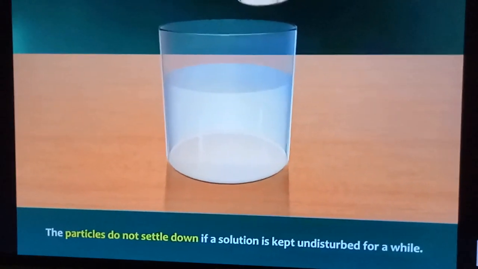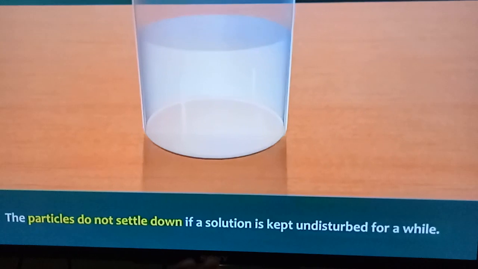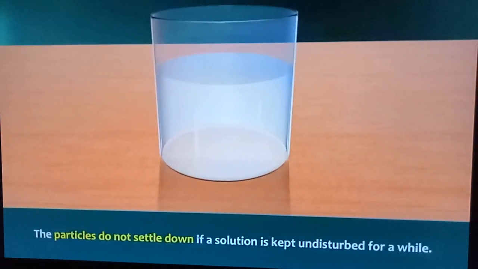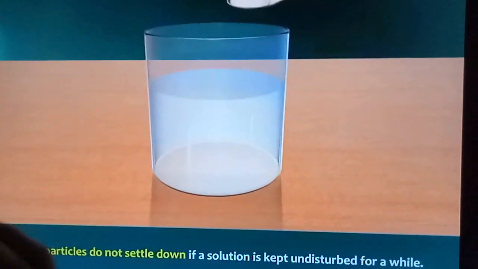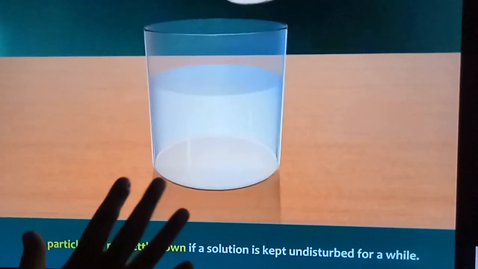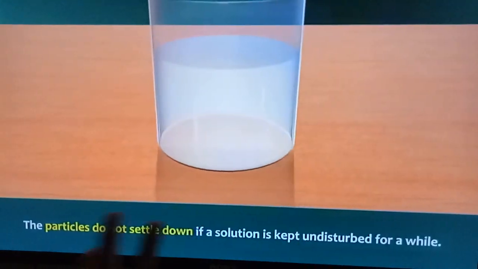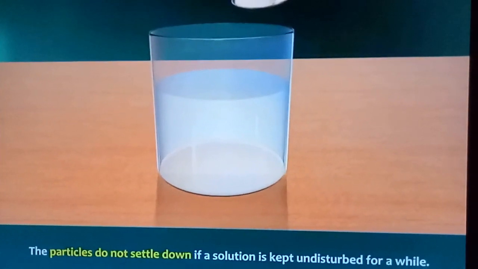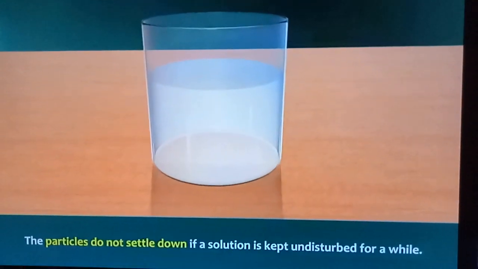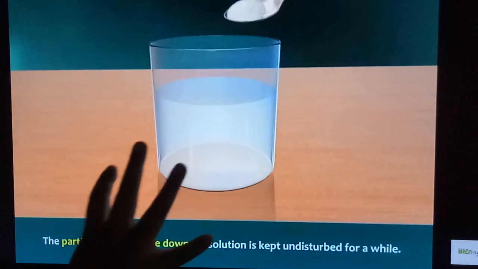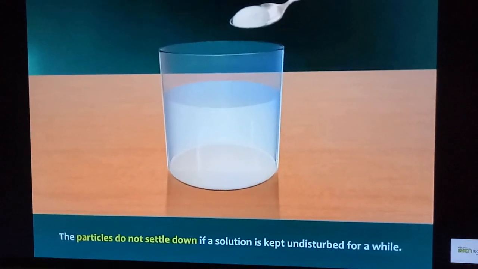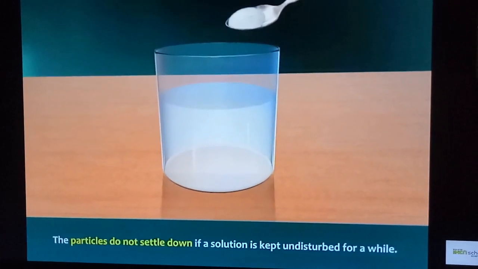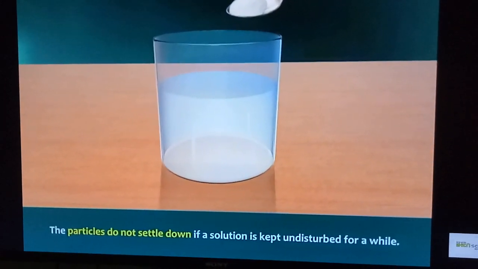Why do we call it stable here? Because the particles are not settling down. That's why true solutions are said to be stable. All the particles are so small that they easily get dissolved and uniformly distributed in the whole solvent. They have intercellular spaces, and these particles are so small that they can easily occupy the empty spaces. So the particles do not settle down if a solution is kept undisturbed for a while. They are quite stable.